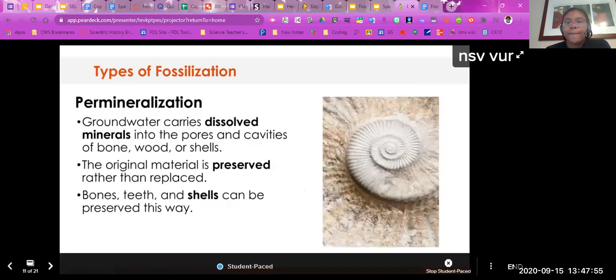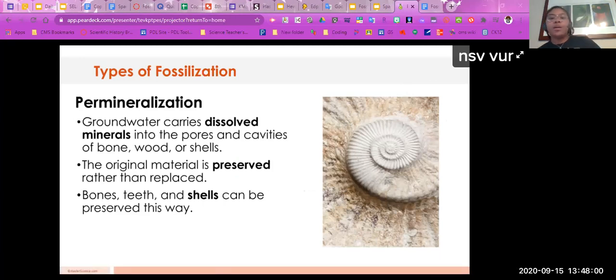Next, we have permineralization. This is where you have groundwater carrying different dissolved minerals. It ends up getting into the pores and the cavities, the little spaces that are in the bones, the wood, and the shells that you find. Most of the material of the original organism is going to be preserved and encased in these different minerals. It's not going to be replaced, so it's still in there somewhere. The bones, teeth, and shells can be preserved this way.